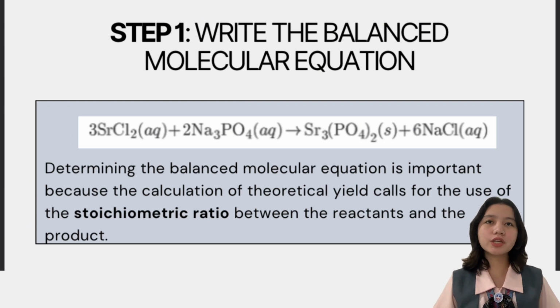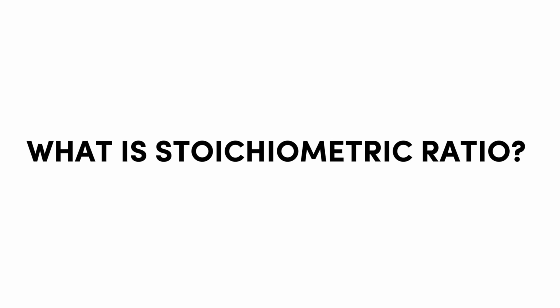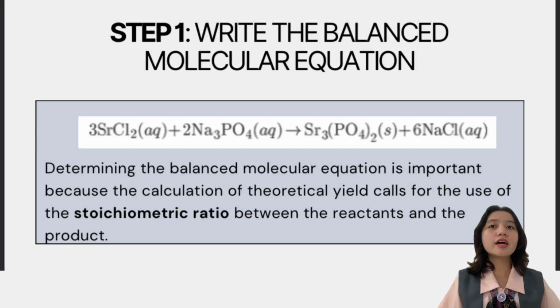First, when determining the theoretical yield, it is crucial to establish the balanced molecular equation as a primary step. In our previous example, the balanced molecular equation is given as follows. Establishing the balanced molecular equation is essential because the calculation of theoretical yield relies on the stoichiometric ratio between the reactants and the product. It is the mole ratio between the reactants and products in a given reaction. It is determined by utilizing the coefficients of the reactants and products as indicated in the balanced equation.